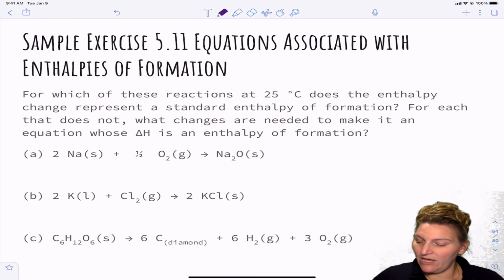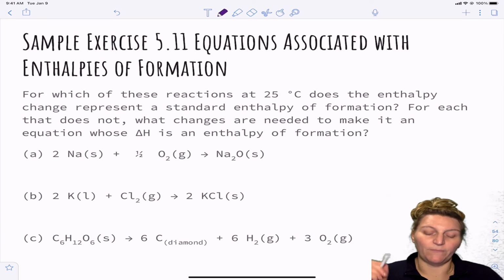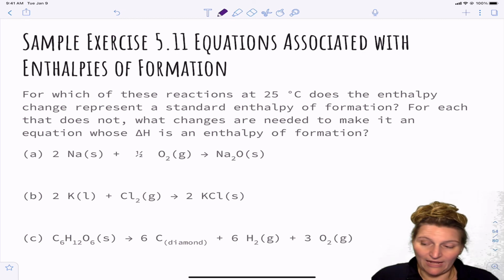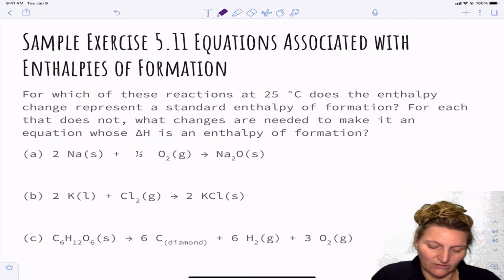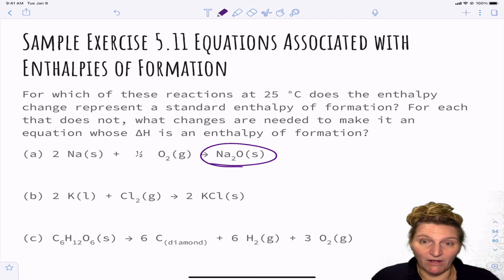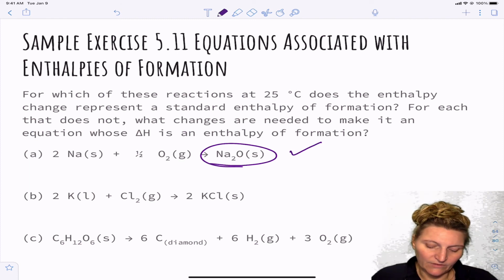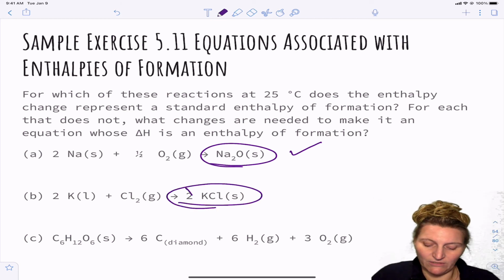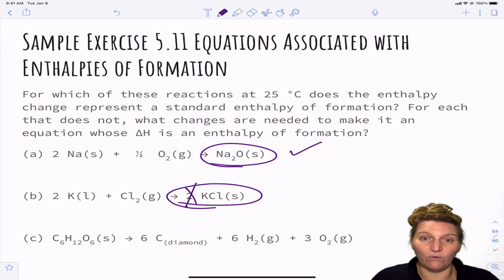So the first question is just which of these are standard enthalpies of formation. Remember that it needs to be for 1 mole at standard state. If I look at A, it's talking about making sodium oxide. It's making 1 mole of sodium oxide, and everything is in the state of matter that it's found in nature. So this looks good. In B, you can see that it's making 2 moles of the compound. So this is not a reaction that would be the standard enthalpy of formation. You would need to divide everything by 2.